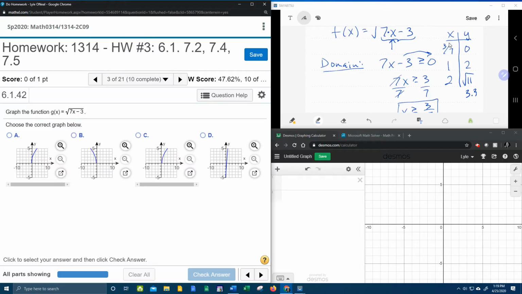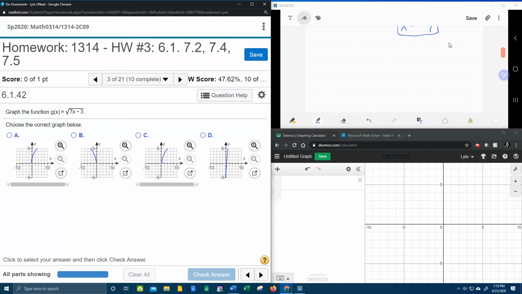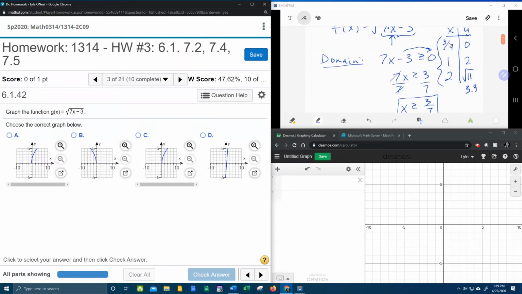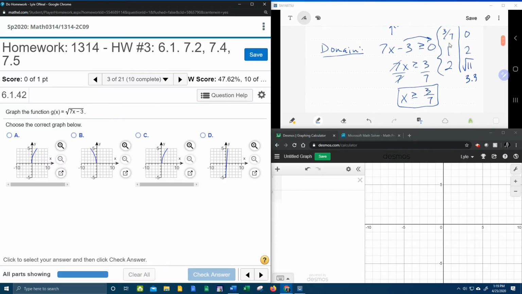So now I have three ordered pairs that I'm going to go and plot and see what my graph looks like. All right, so in the coordinate system, we have 3/7 and 0. So if this is 1, 3/7 is going to be about here. 3/7 is a little bit less than a half.